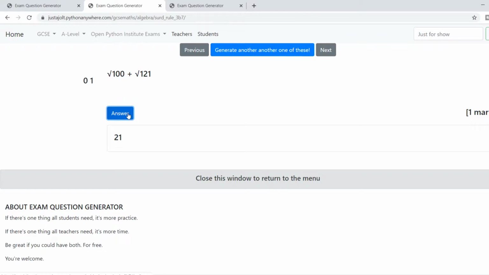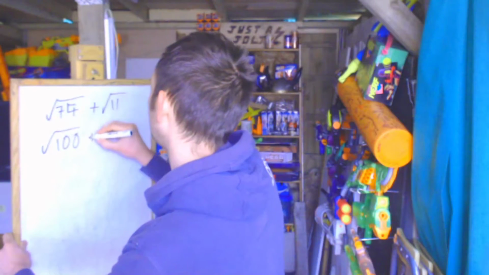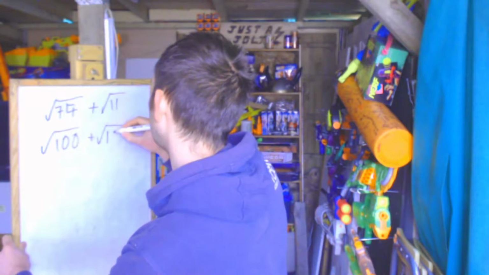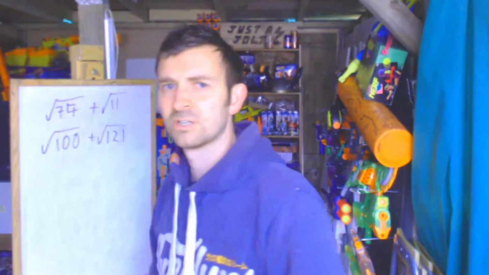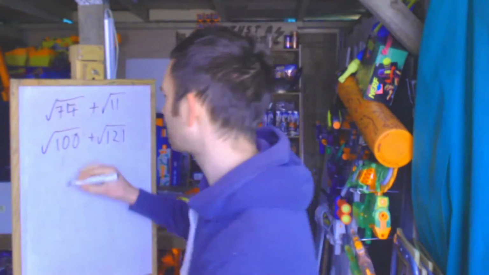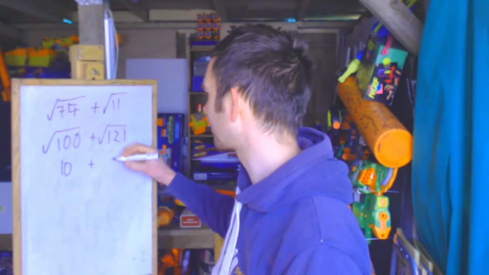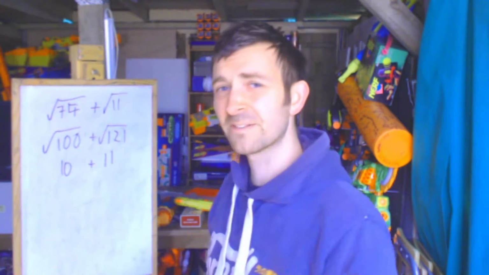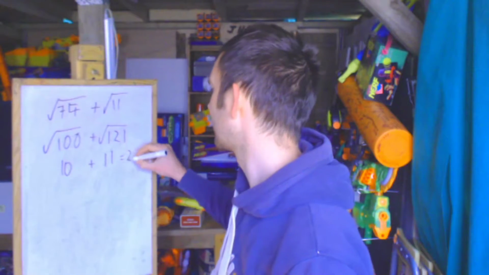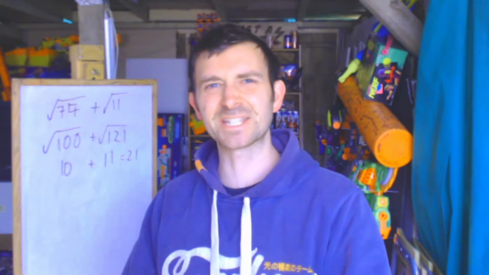In this case, why is this different? Well, let's take a look, shall we? We've got root 100 plus root 121. Well, you've got to be a little bit careful because in this case you've got root 100, and the square root of 100 we know is 10. Square root of 121 we know is 11. So in this case, 10 plus 11 equals 21. So you've got to make sure that you're not actually dealing with something that isn't a surd.